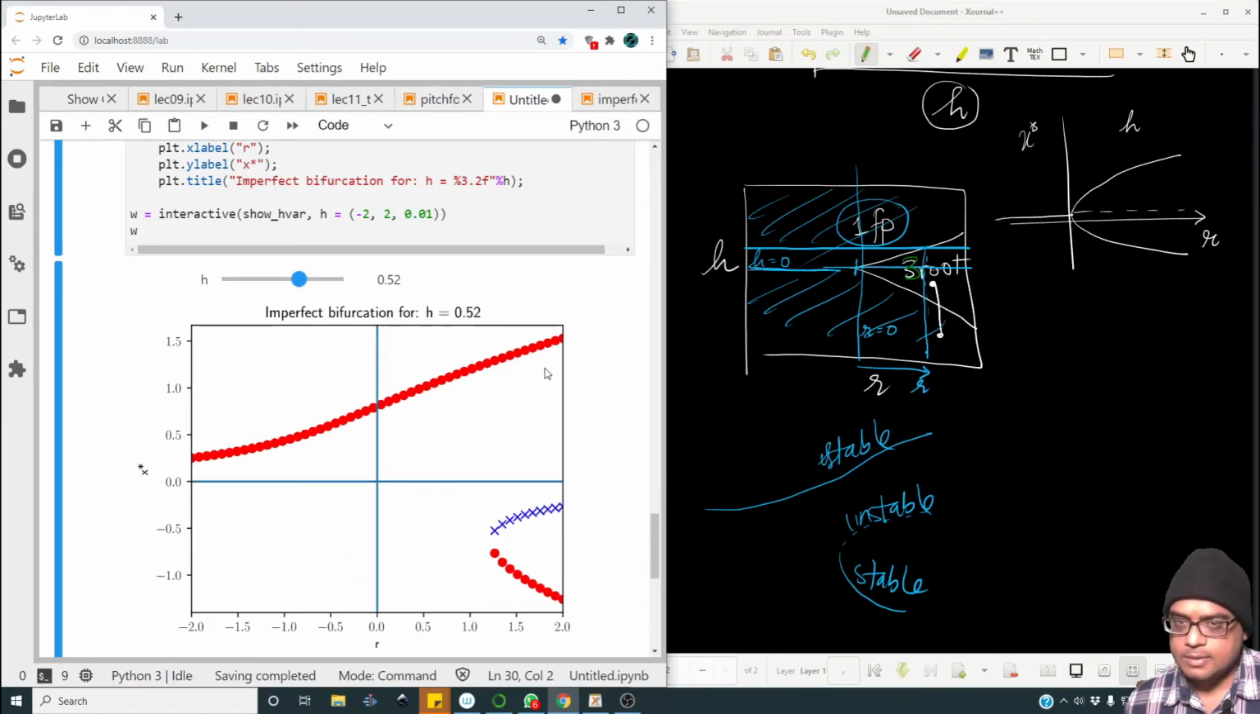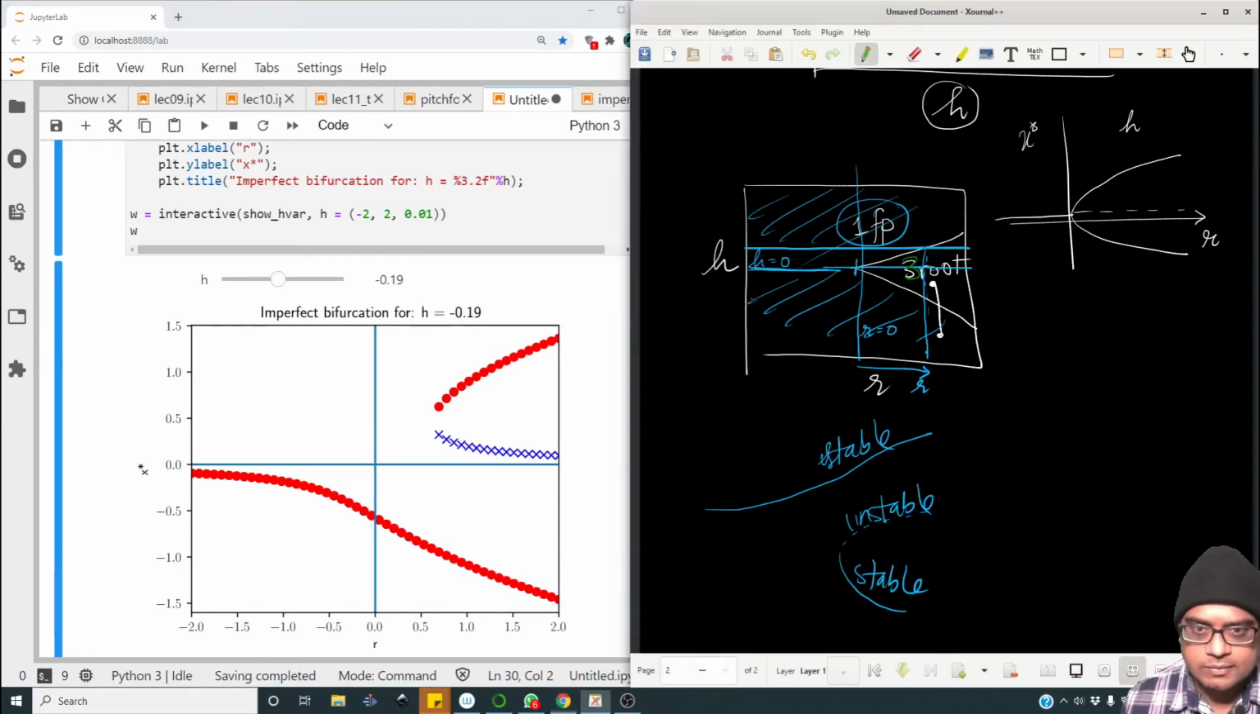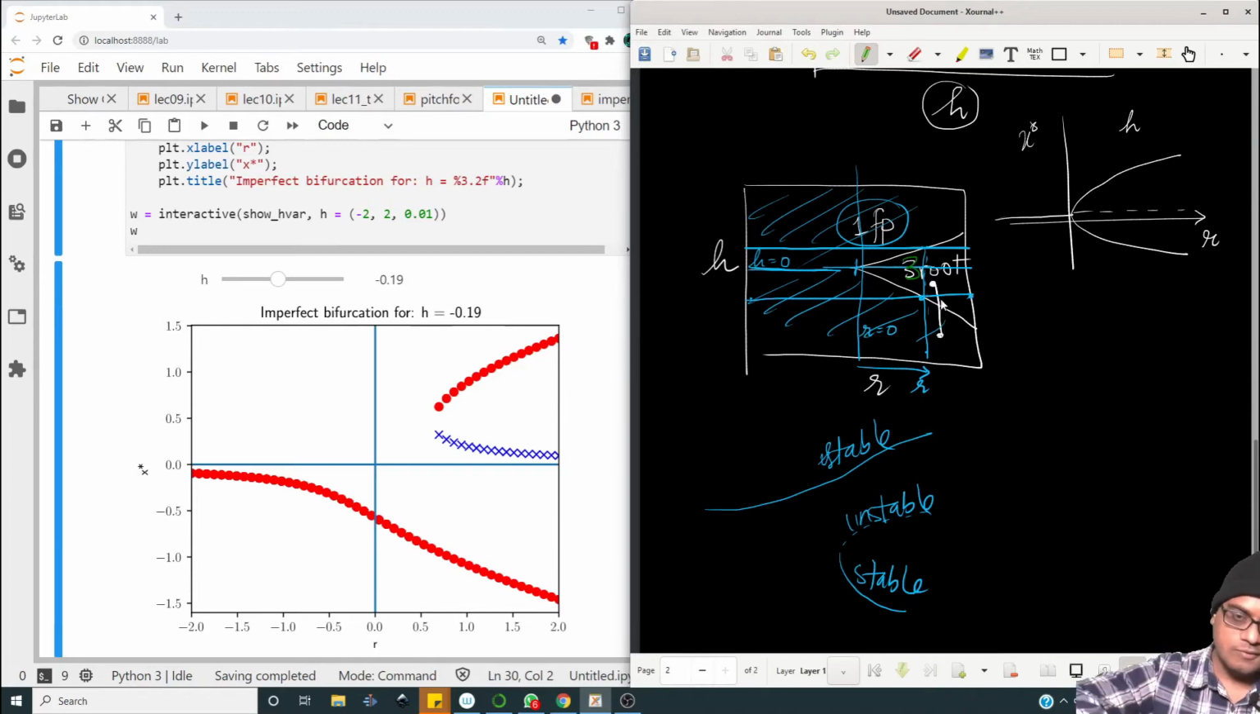Okay, same diagram, albeit with a mirror symmetry, it happens for negative values of h. Obviously for this value also we will have a similar behavior, but the root behavior will be reflected about the x-axis. Okay, so this is how the roots look like.